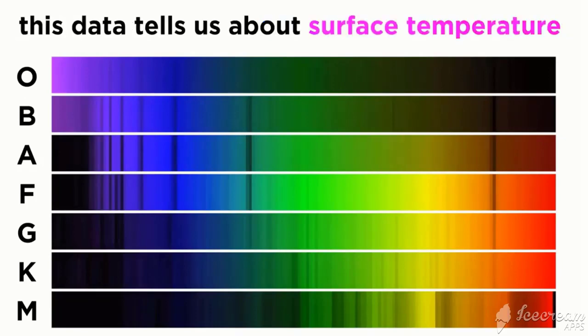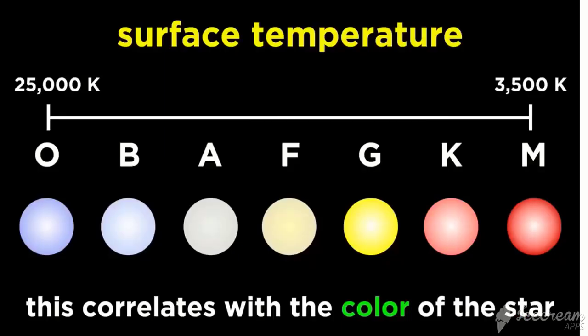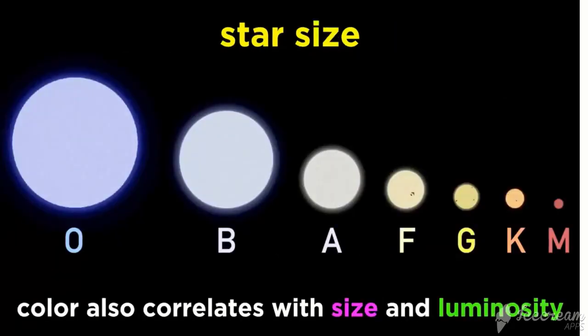So the convention is derived from temperature, but this happens to correlate with color and size as well. Hotter objects, like O and B stars, are blue, and cooler objects, like K and M stars, are red. Also, hotter stars tend to be larger and burn brighter, with the additional heat resulting from the fact that so much more fuel is being burned.